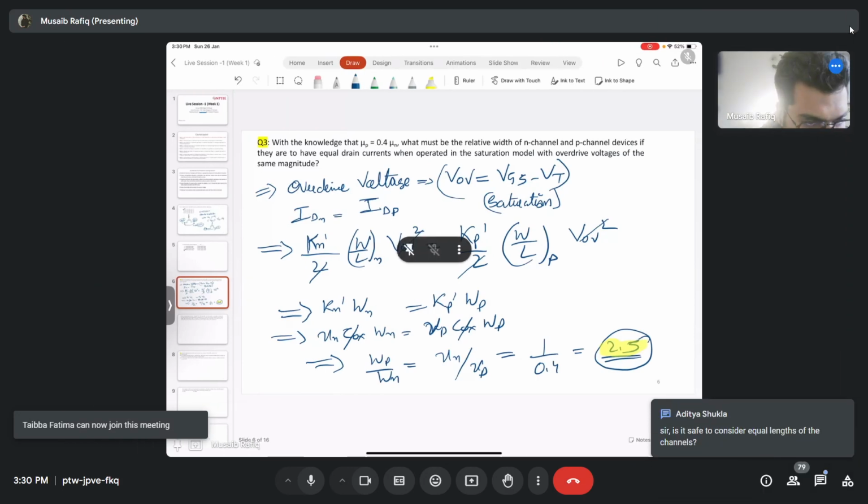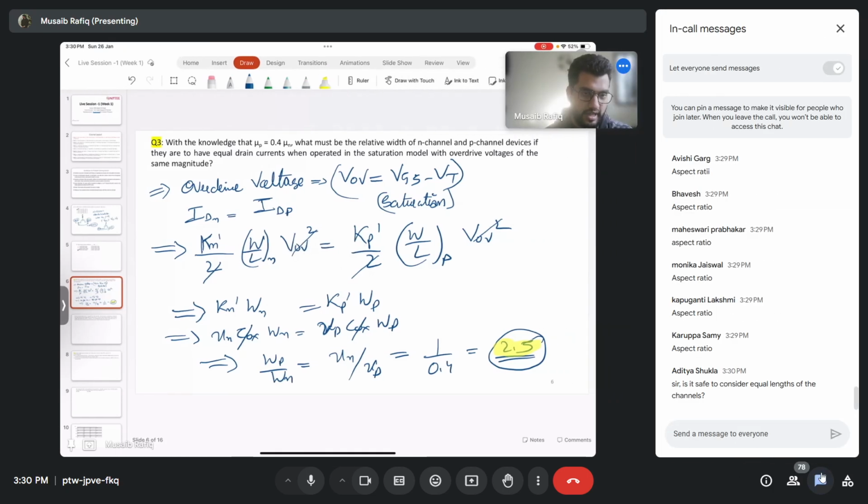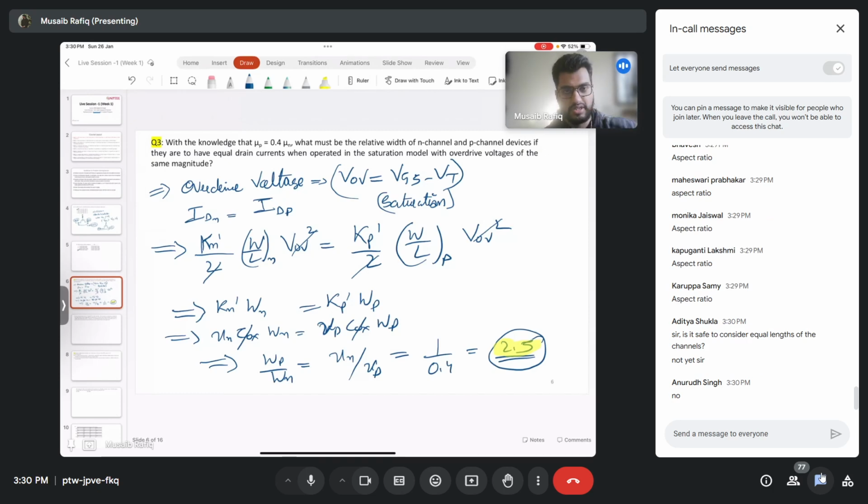Now, yeah, in a particular technology L is the same. Yes, it's perfectly safe to consider when not given, because in a particular technology you always keep the length the same and you mostly play with the widths. You will see in the coming lectures when you do the sizing problem. You will definitely see the sizing of transistors. You keep the length fixed and you change the widths. Yeah, it's pretty safe to consider here.